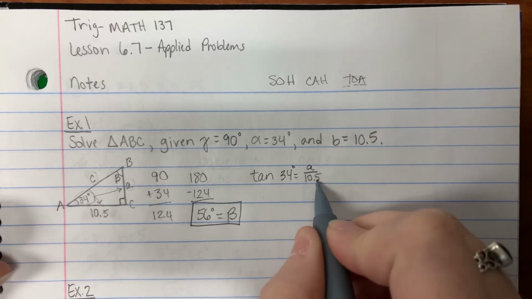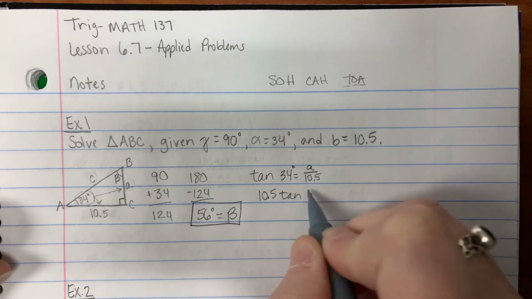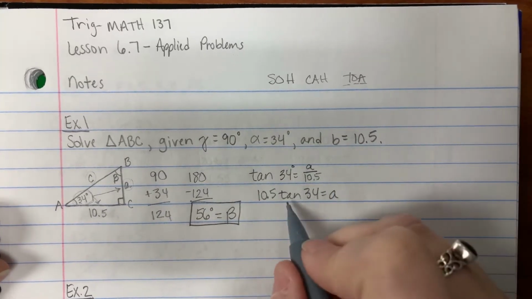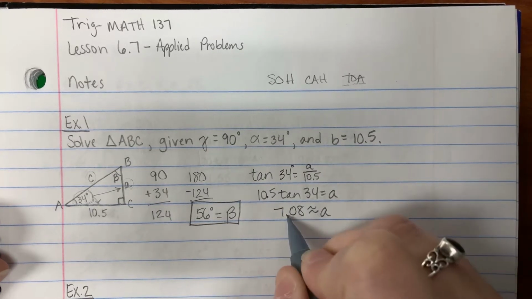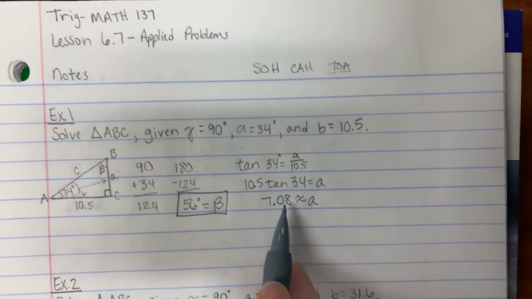So that means if I multiply both sides by 10.5, that means 10.5 times the tangent of 34 will give me a. So I just used a calculator, and on mine I got about that. Now in your book, they actually rounded that to 7.1. So it doesn't specify, it just gives an approximate answer.